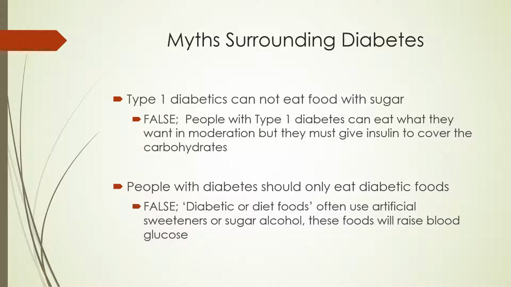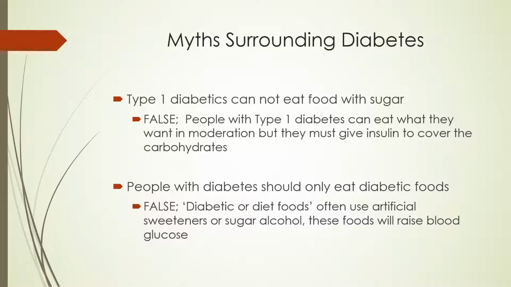Other myths surrounding type 1 diabetes: that they cannot eat food with sugar. This is false. That might be a surprise for everybody, but people with type 1 diabetes can eat what they want in moderation, but they need to give themselves insulin to cover the carbohydrates. Back in the day, they didn't know all they know today. If you were diagnosed with diabetes, they would put you on a non-concentrated sweet diet. I think that's generally where people get those myths associated with this.